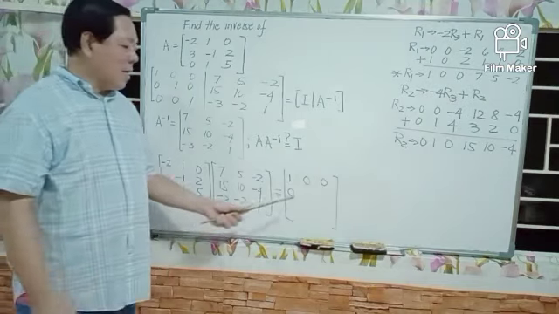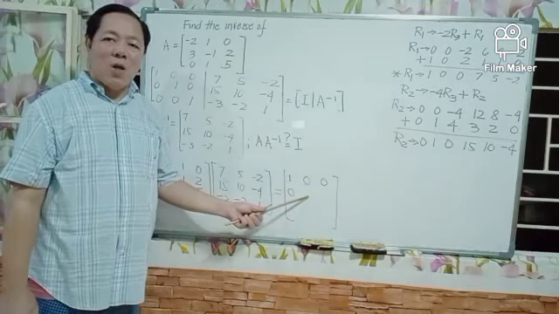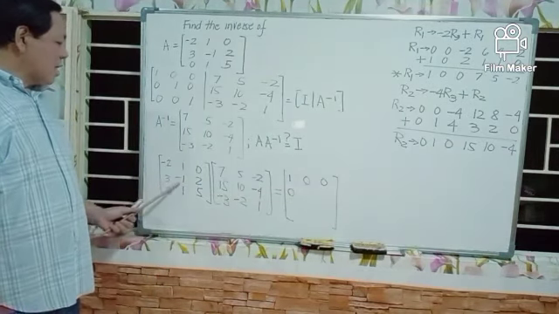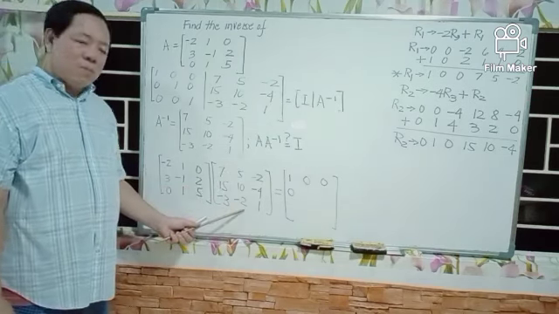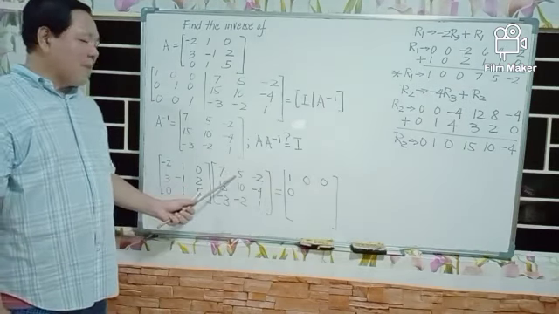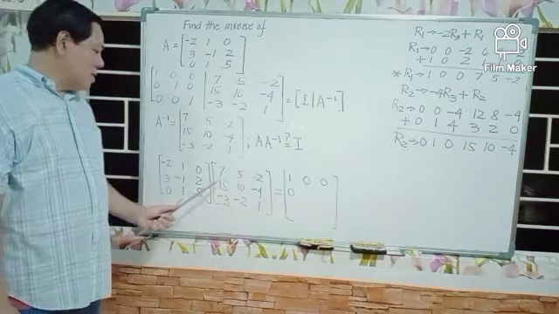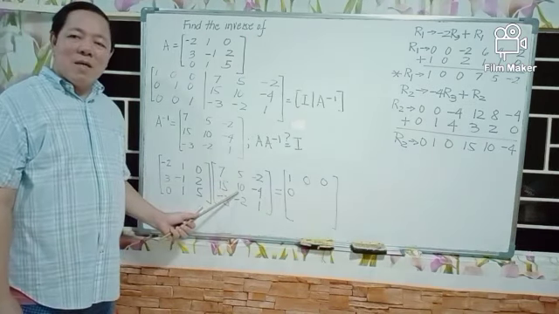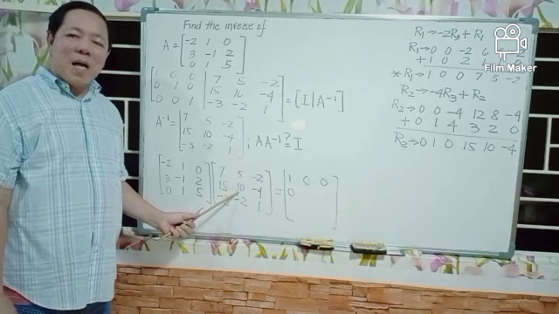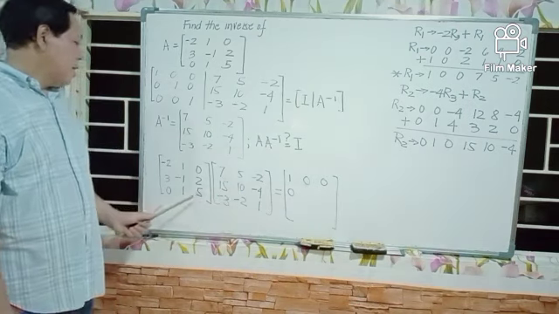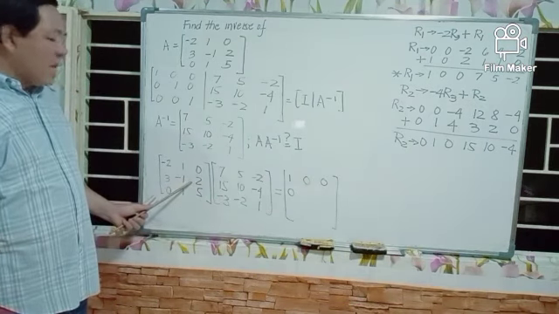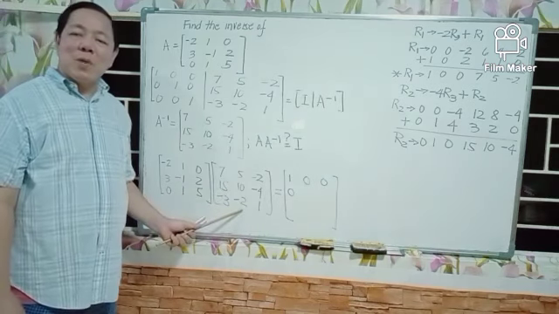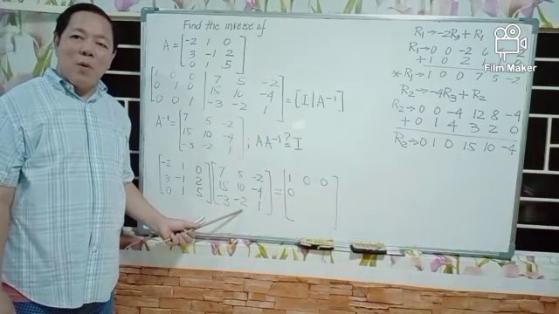The entry here in the second row, second column: multiply the second row by the second column. We have 3 multiplied by 5 is positive 15. Plus negative 1 multiplied by 10 is minus 10. 15 minus 10 is 5. And plus 2 multiplied by negative 2 is negative 4. 5 minus 4 is 1.